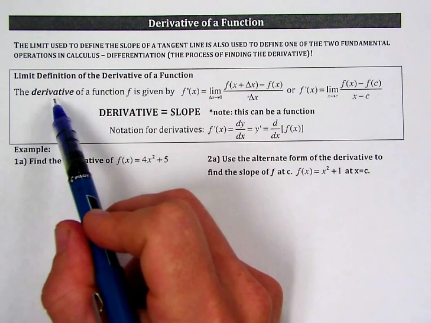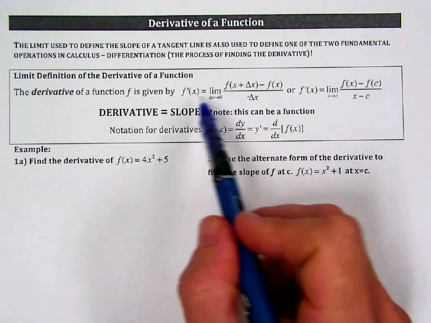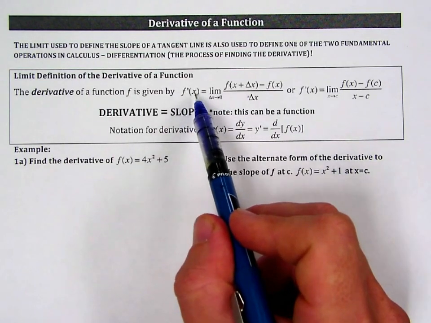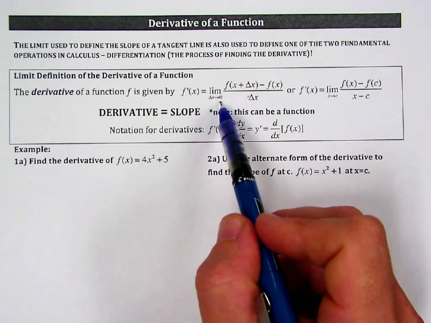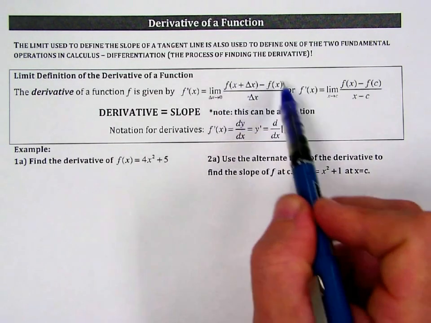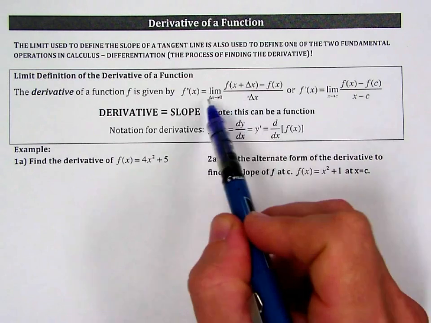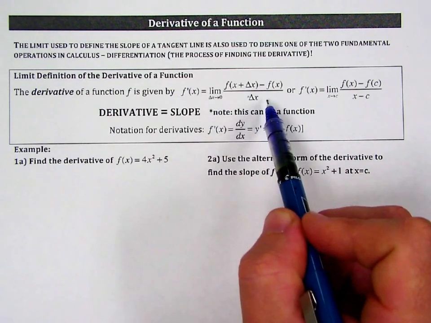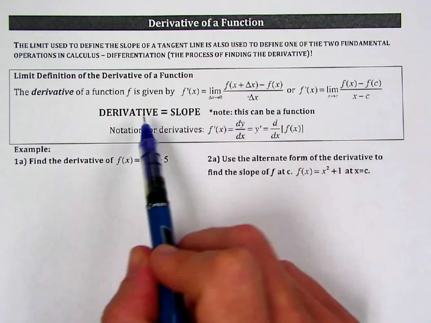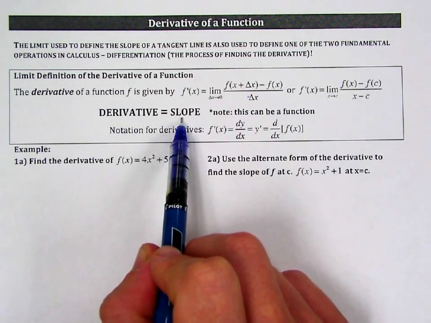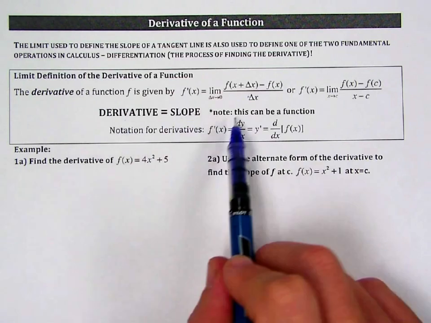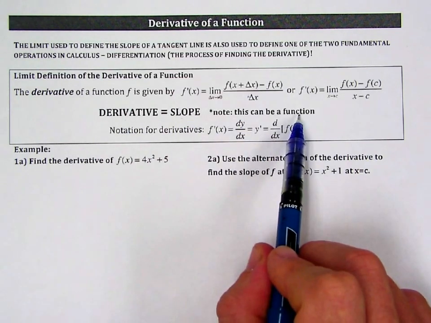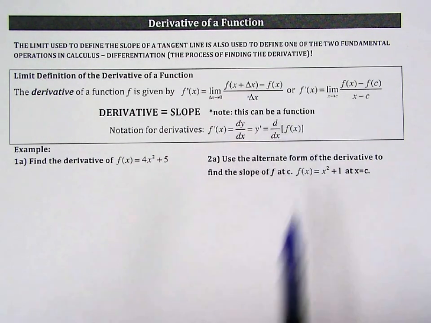So the derivative of a function f is given by f prime of x equals the limit as delta x goes to 0 of our difference quotient. And this is exactly what we're looking at. So by finding the slope of the tangent line, you're actually finding the derivative. And note, this can be a function, like we just found.